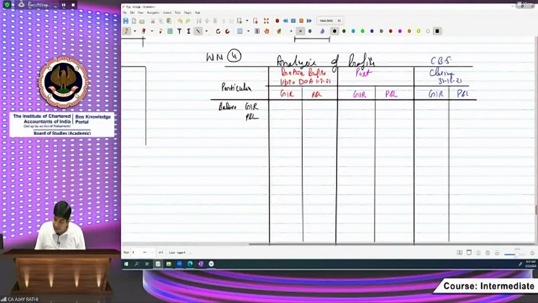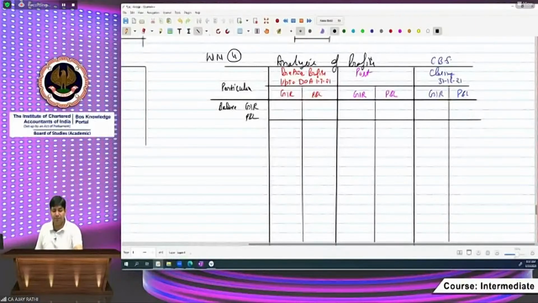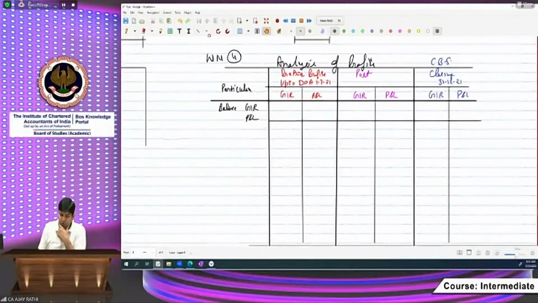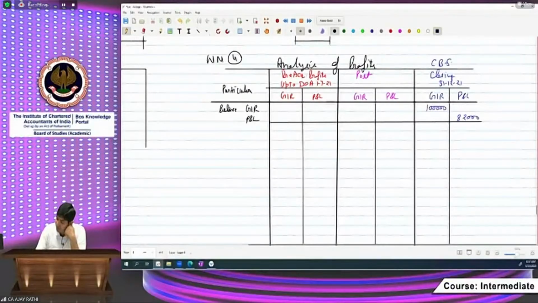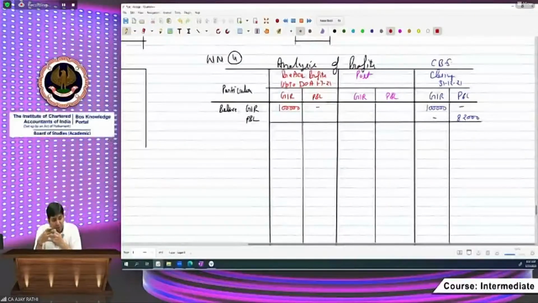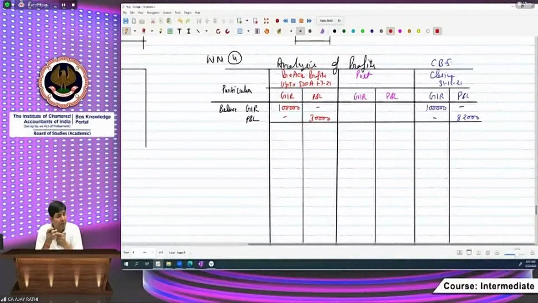Please write here carefully. Please see how your presentation should be done in exam. I am preparing in the same way. See, closing balance of general reserve is 1 lakh, and profit and loss balance is 82,000. I am putting dash there, and dash doesn't mean anything else except dash. If nothing is given, then general reserve belongs to pre, of course. And profit and loss opening balance has been given as per the question, that is 30,000, and dash is given at the other place. How to present your answer in exam?